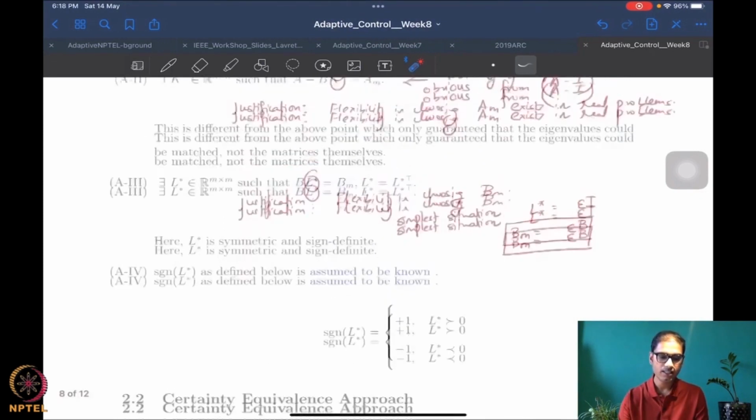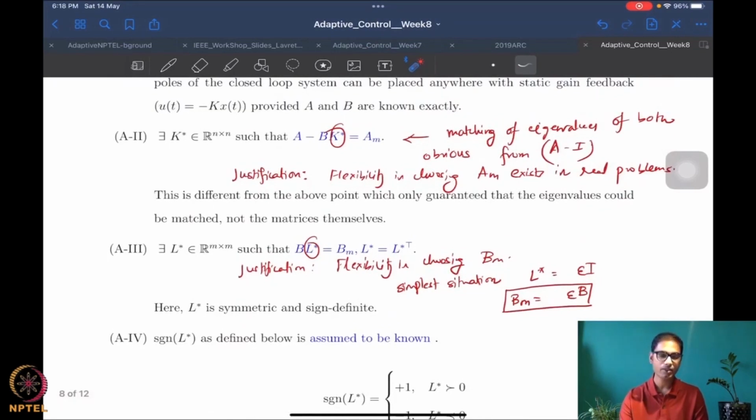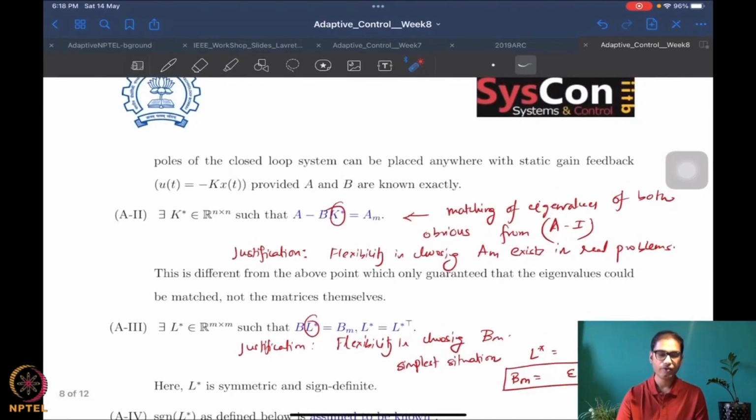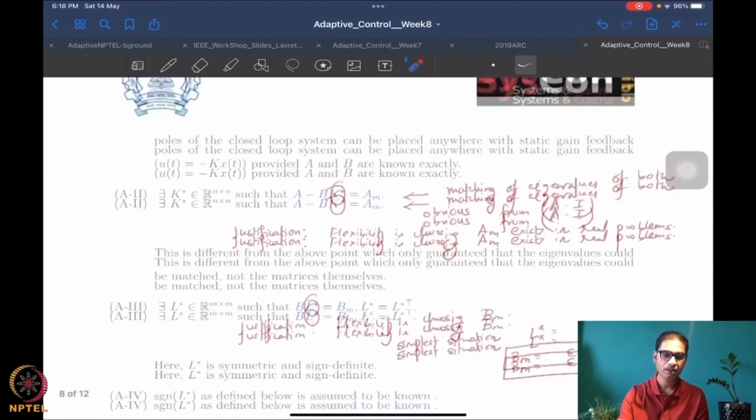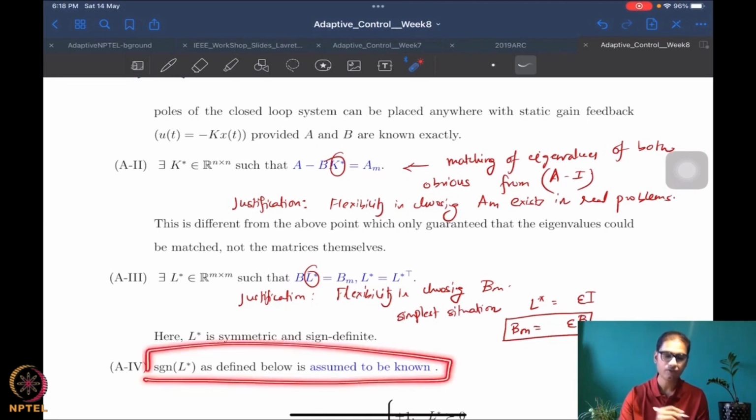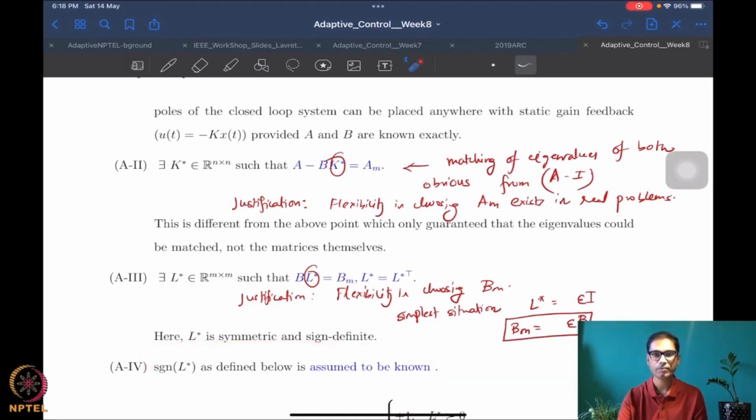All right. So these are the assumptions we have. I just wanted to start off this session with trying to understand the assumptions. First, we have the controllability assumption. Then we have the assumption on A and AM matching via this condition. Then we have B and BM matching via this condition. Not just that, the matching matrix has to be symmetric and sign definite. And further, we also require to know the sign of this matching matrix.